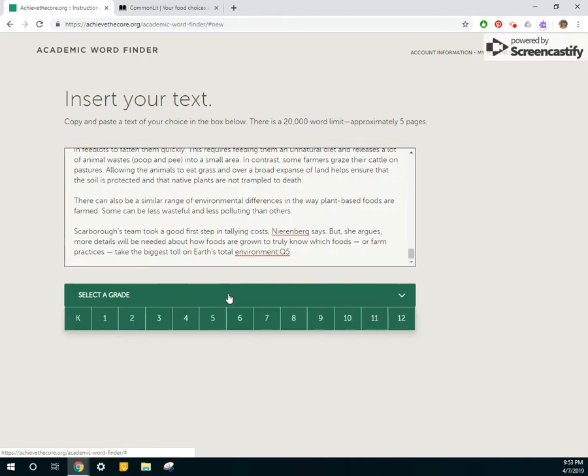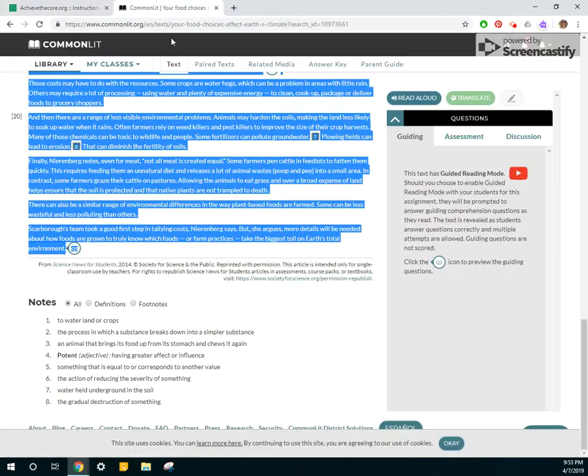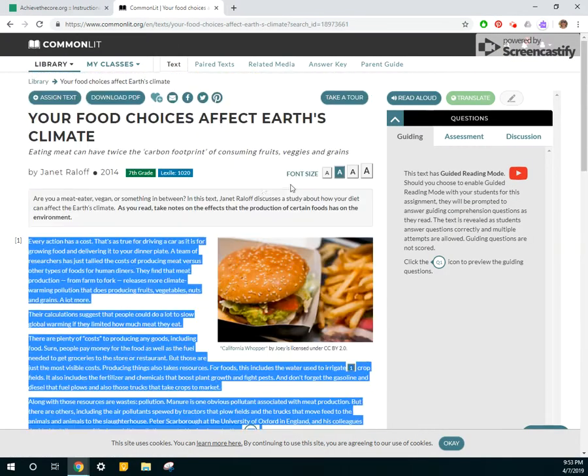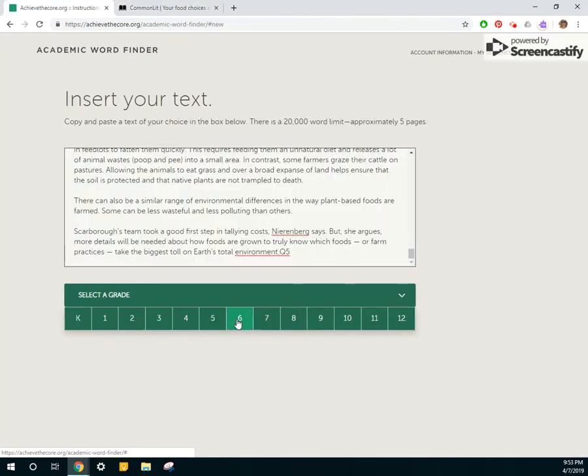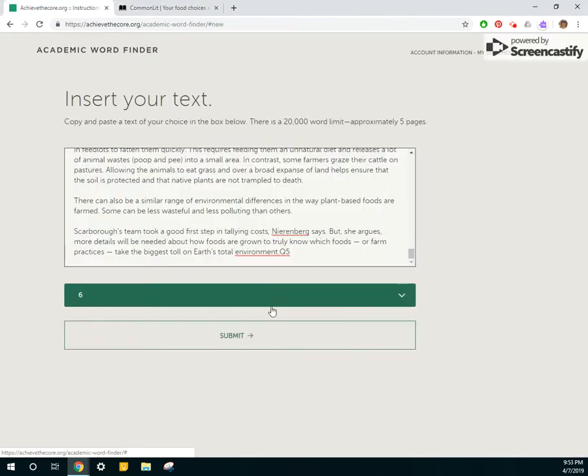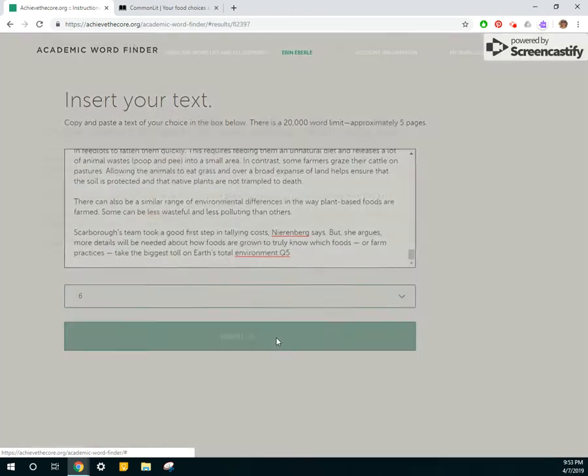We're going to select a target grade level. So CommonLit says that this was for 7th grade at a Lexile of 1020, but most PE teachers are teaching multiple grade levels. So let's pick the lowest grade level that our PE teachers at the middle school are going to teach. I'm going to hit submit.